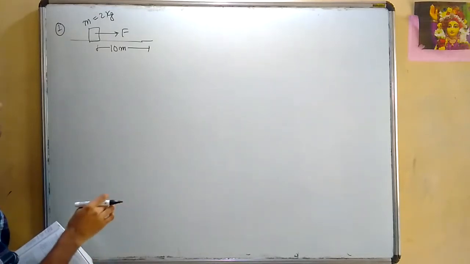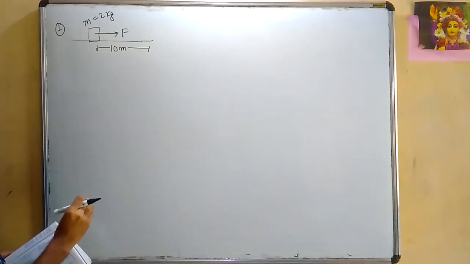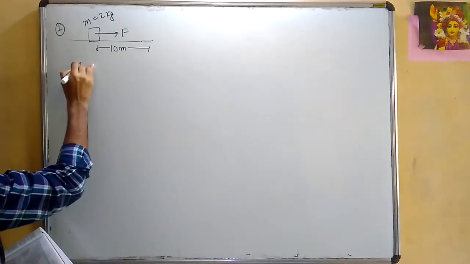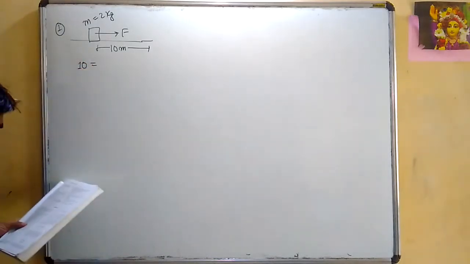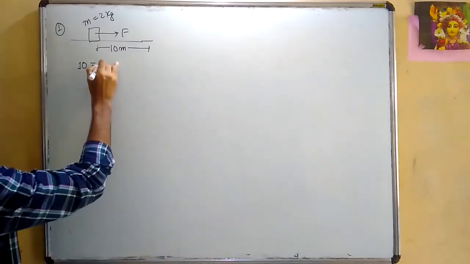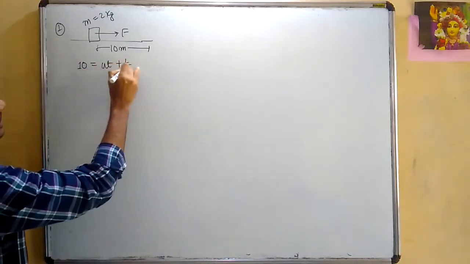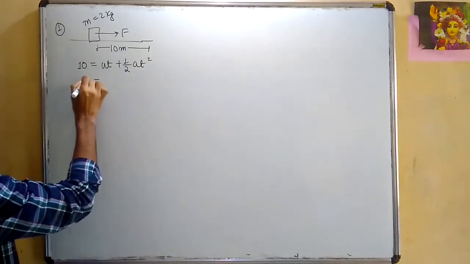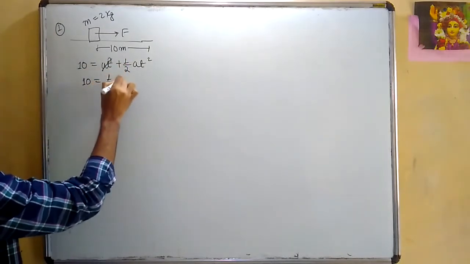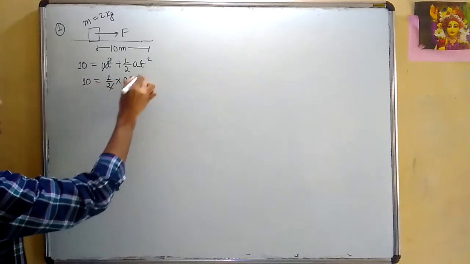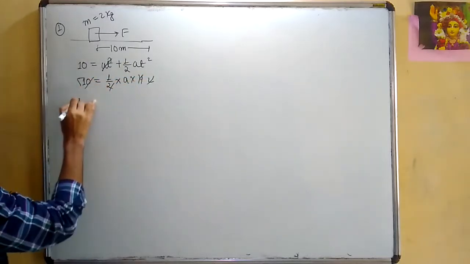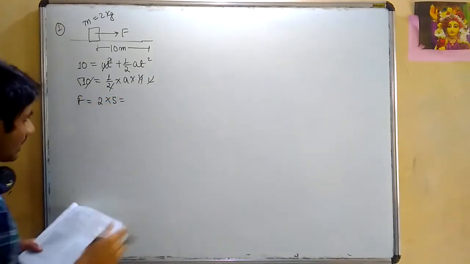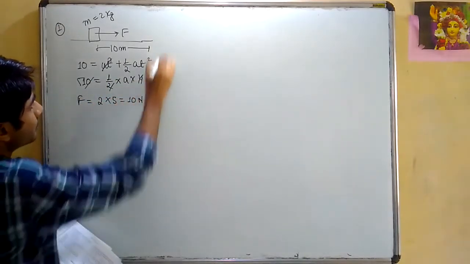10 meter in the first 2 seconds. So can I find the acceleration? Yes. See, I'll directly apply s equals ut plus half at square. The block was initially at rest, and in 2 seconds it reached up to here. So this term is 0 and this is half. Acceleration into t square is 4. So this is 2 and acceleration is 5. Therefore force is mass into acceleration, and that I am getting as 10 newtons.